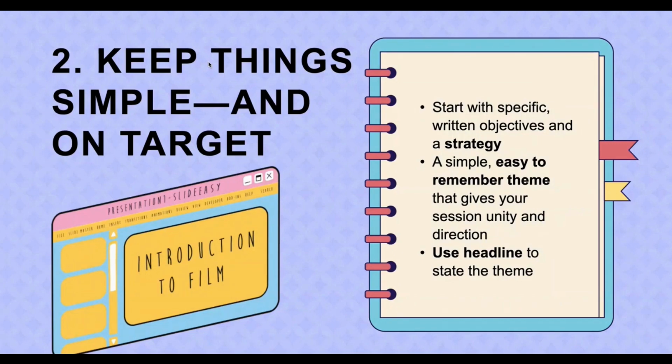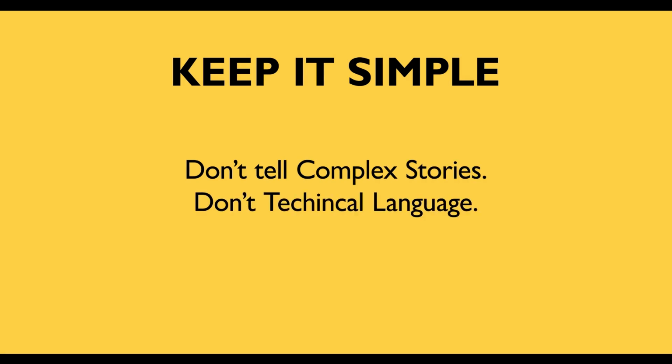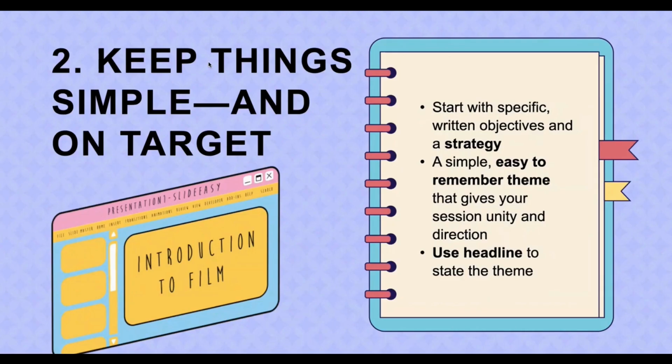Now let's see. Second point is, second golden rule is keep things simple and on target. So इसमें दो point आ गए. One is to keep it simple. Simple, we all know, right? So don't keep it complex. Don't tell complex stories. Don't use technical jargons. Don't talk the language that audience doesn't understand. If the audience is Spanish, don't talk in French. Use the language of the audience.